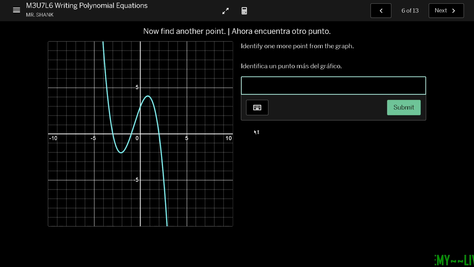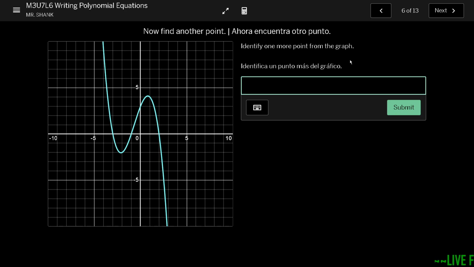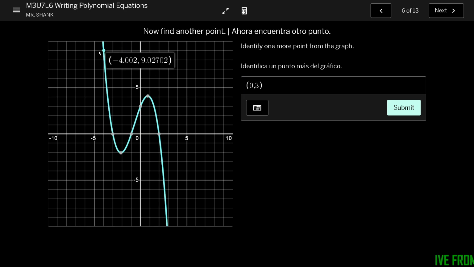All right, so let's find another point on the graph. So I could use other points that are on here, but it can't be another x-intercept. So I'm going to just say it's going to be the point 0, 3. So it could be an additional point. You could also use negative 4, 9 on here. Yeah, you could also use negative 4, comma 9 as well. That's an additional point. But if you wanted to check out other points, you could. I'm just going to use this one for right now.